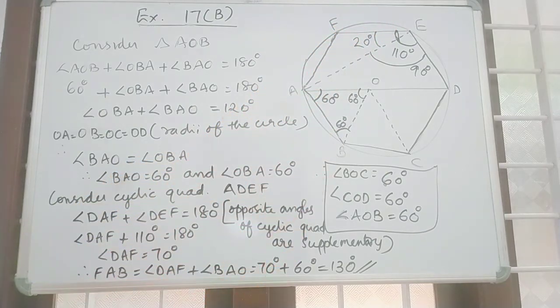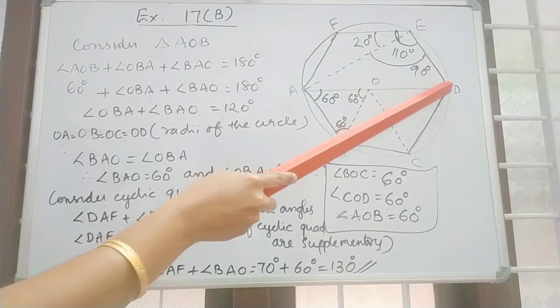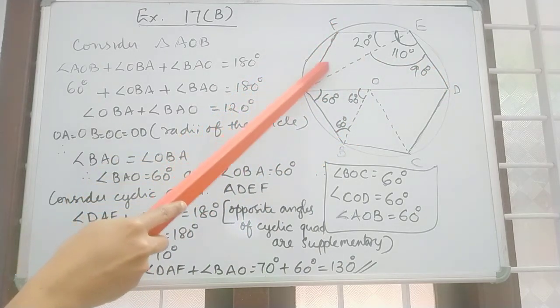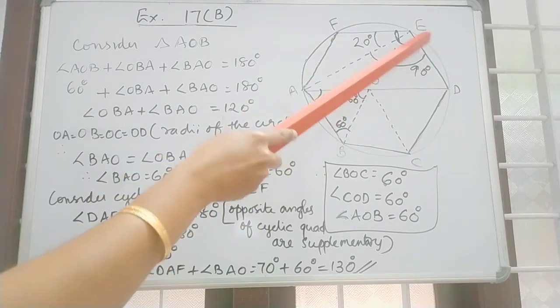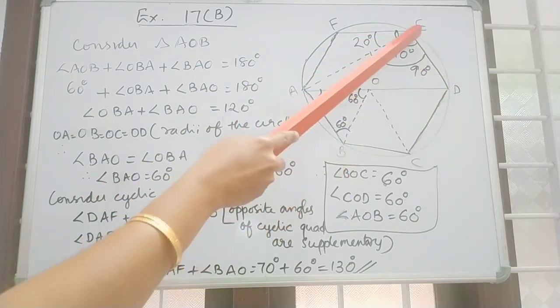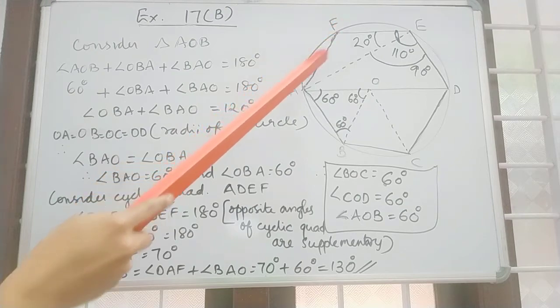Angle DAF: opposite angles of a cyclic quadrilateral are supplementary. So which are the opposite angles? Angle DAF, this angle, and angle DEF. From our question, angle DEF is what? 110 degree.